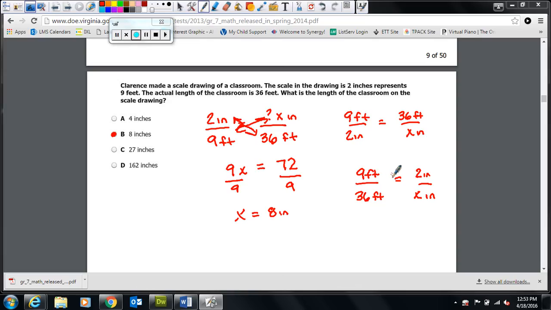Regardless though, every time I cross multiply, I get 9 times x. I get 36 times 2, which is 72. That's what I got here, 9 times x, and 36 times 2 is 72. Same idea here, 9 times x, 36 times 2. Every single setup that I have here will yield the same answer. Lots of different ways to try and solve this, lots of different ways to set up these proportions, but they all will yield the same answer as long as you set up your proportion correctly.